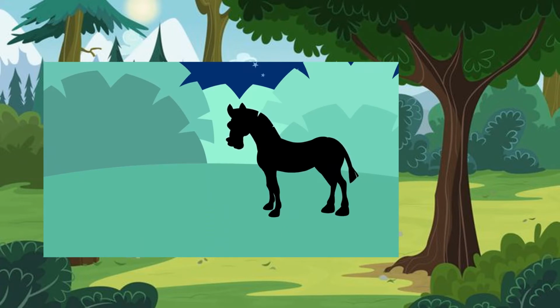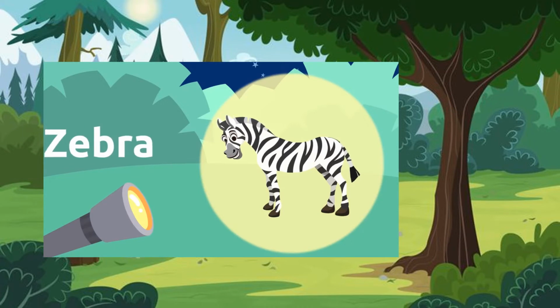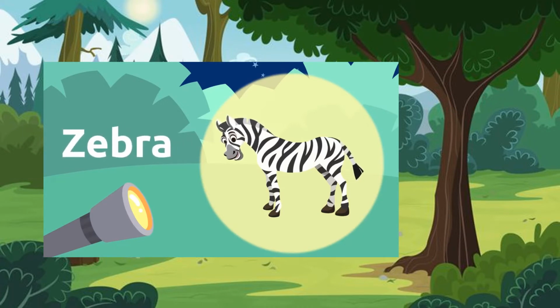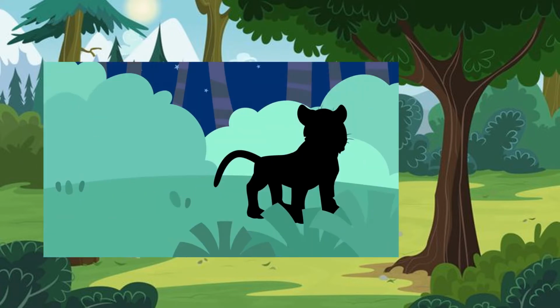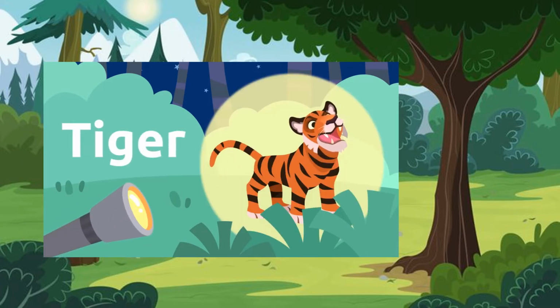Let's keep searching for animals. Over here. A zebra. Zebra stripes are so cool. Let's see if we can spot more wild animals. A tiger. Tigers are fierce.